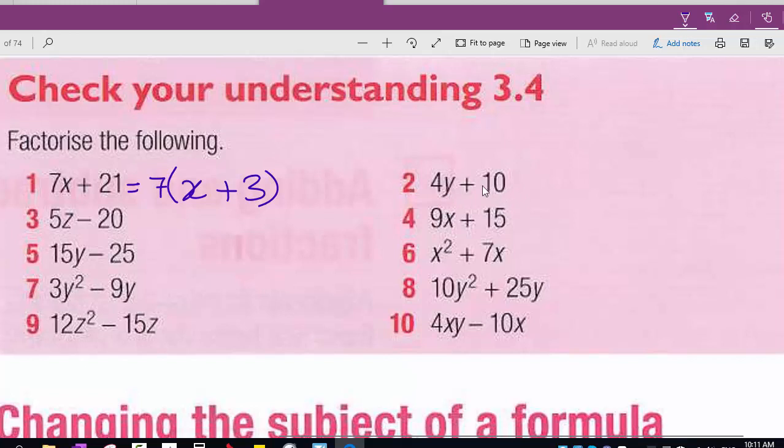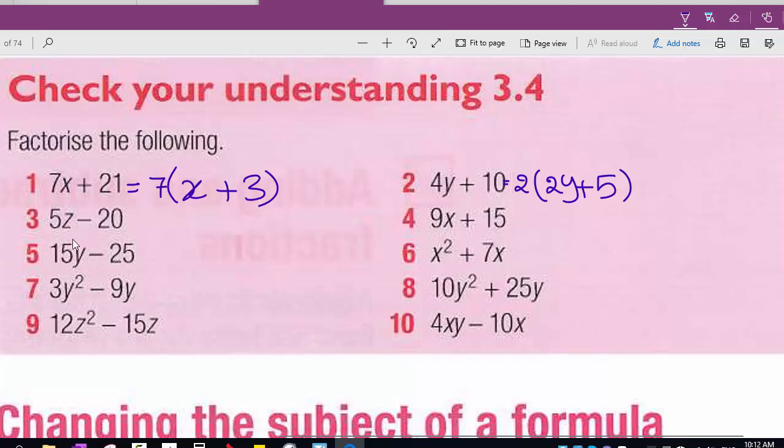So 4 and 10 are both divisible by 2. So 2 as a common factor goes out. Then what's remaining here? 4y divided by 2, 2y will remain. Plus 10 divided by 2 is 5. Is it completely factorized? Yes, because there is nothing common between 2 and 5.